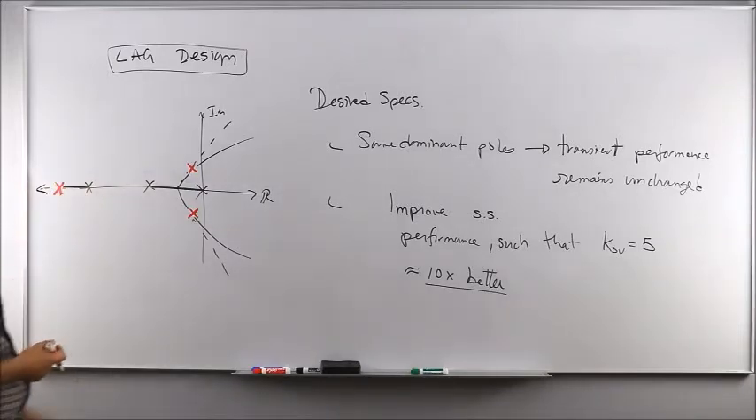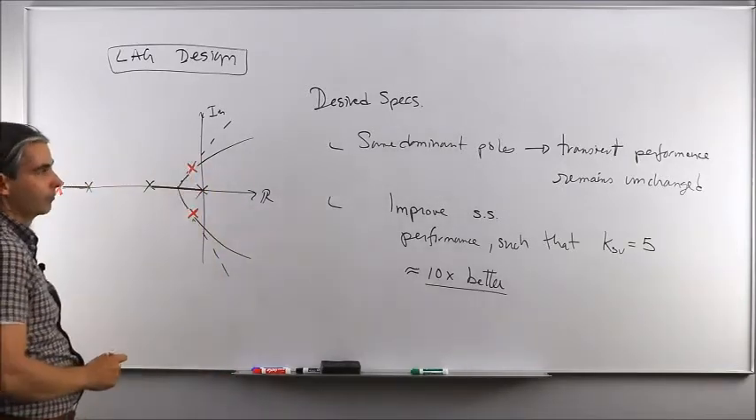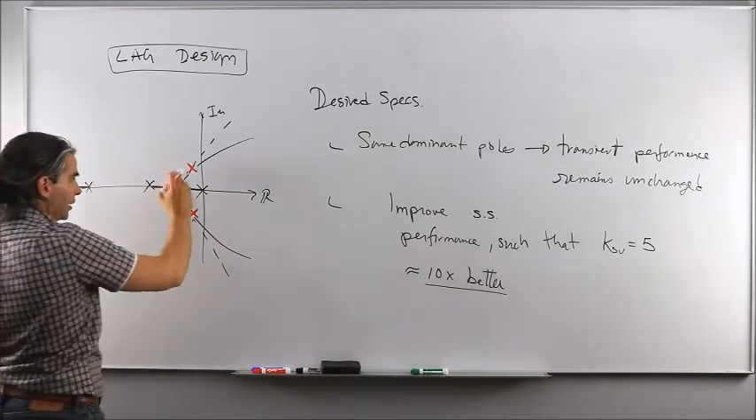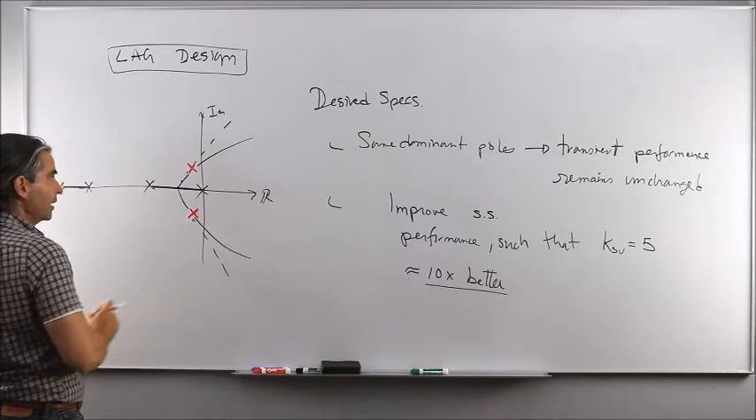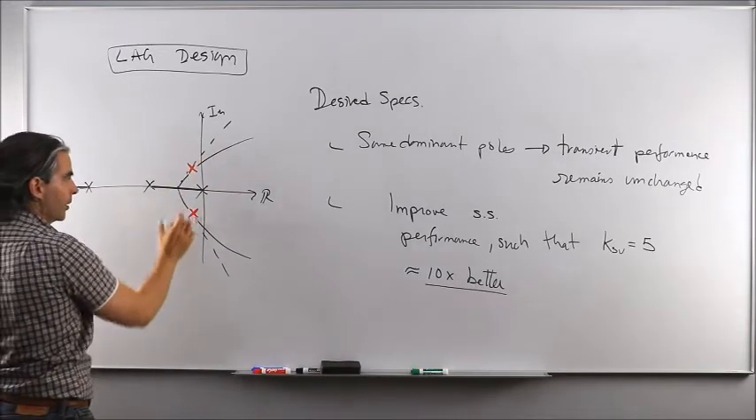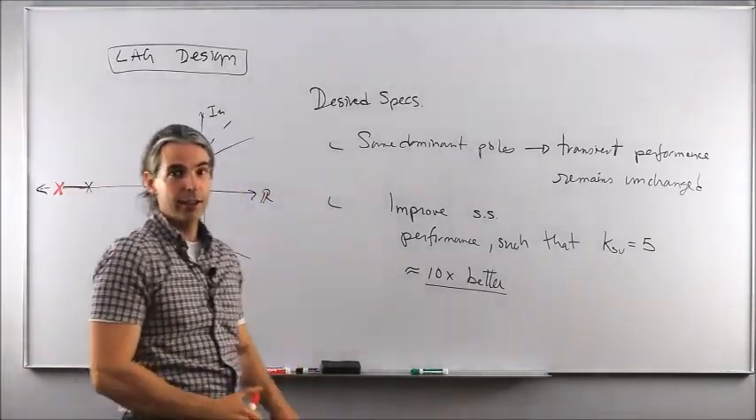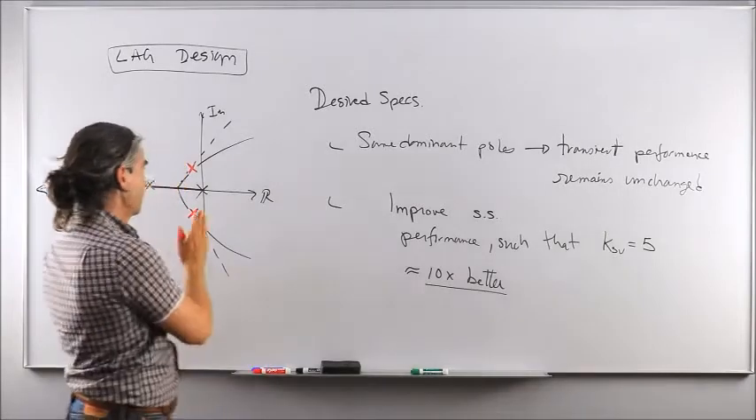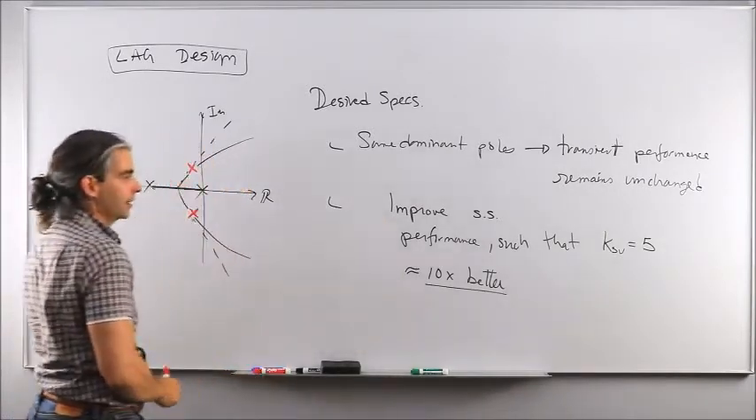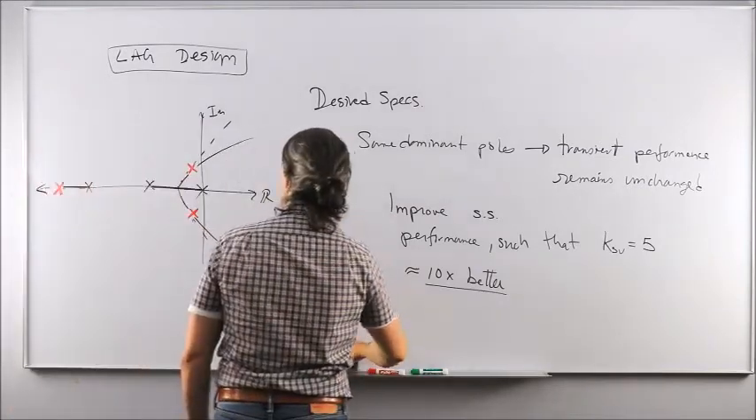But because the client said, hey, you know what? Those dominant poles, I really like where they ended up being. Don't touch them. Because I like the way they translate in terms of maximum overshoot and setting time. Or I like their real parts, because their real parts translate into setting time of 12 seconds. And that is just perfect for me. Don't move them, please. But if you could just improve the steady state performance by a 10 time factor, I'd be over the moon. Literally, okay?